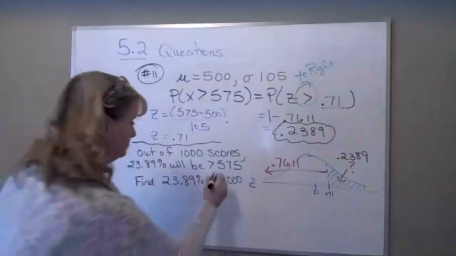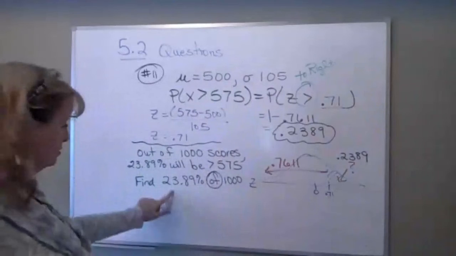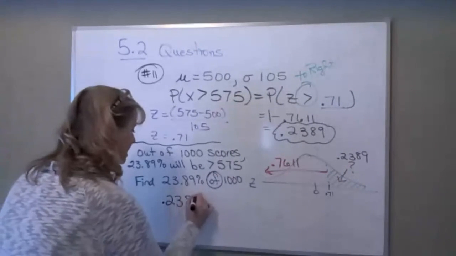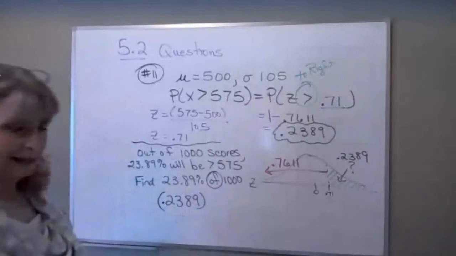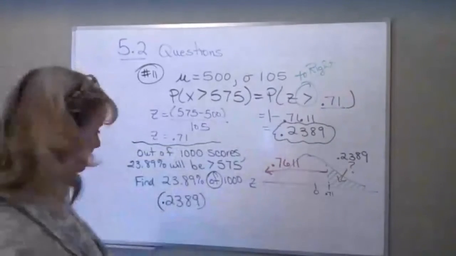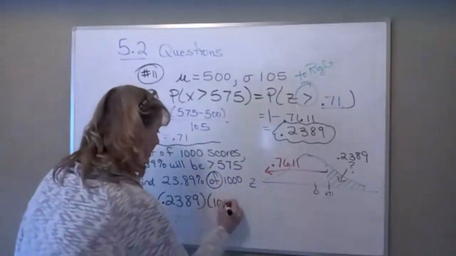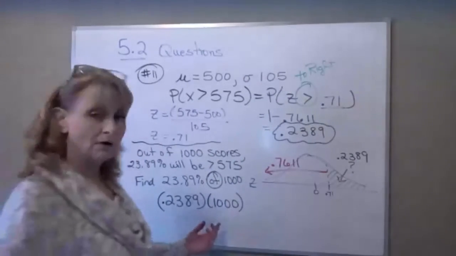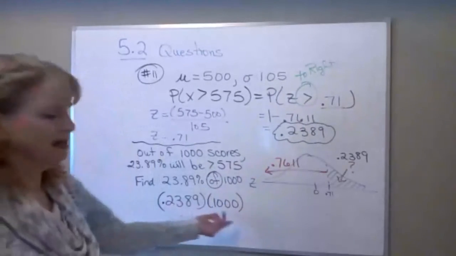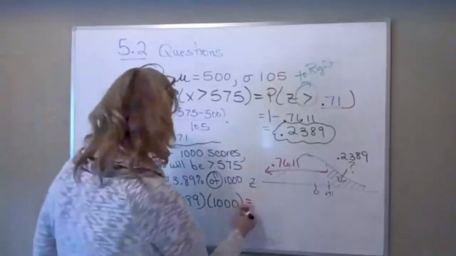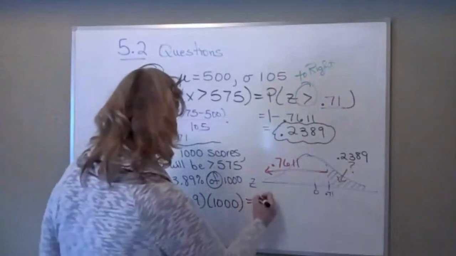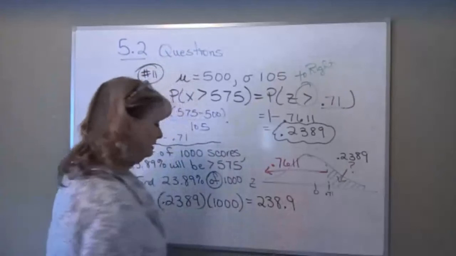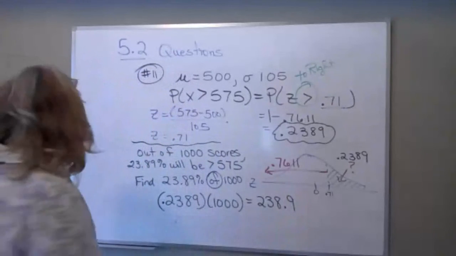Which means, remember, "of" means to multiply. So basically, we're going to change that back to a decimal, 0.2389, because you never calculate with a percent. So we're going back to this. We're going to multiply it by 1,000 to see how many. We're basically just finding that percentage of 1,000. That's going to move the decimal point over 3 places, 238.9.